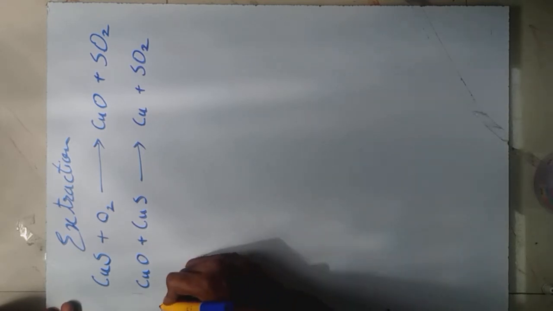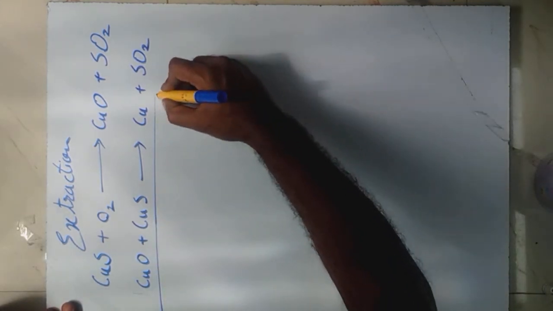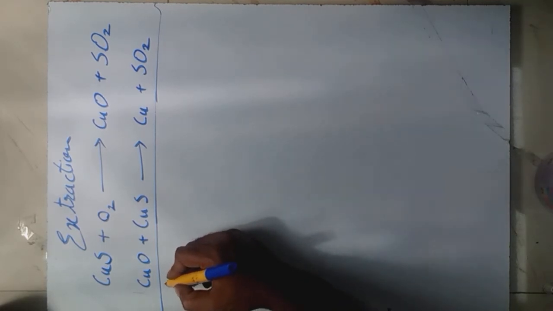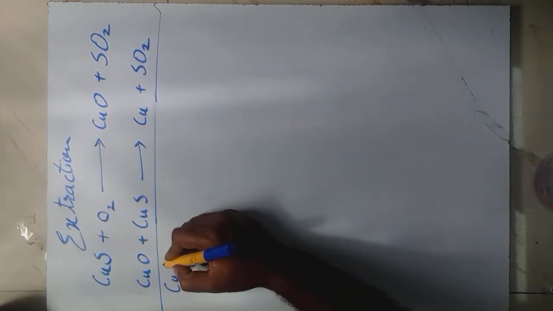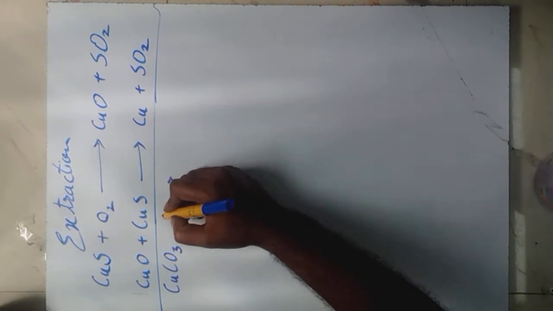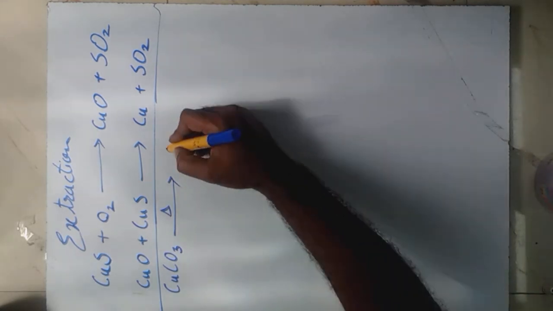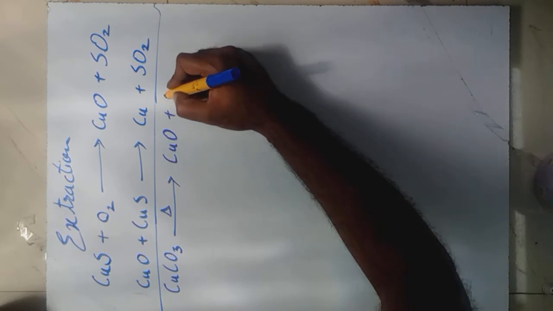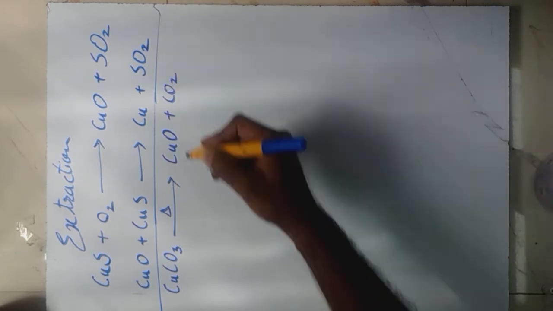There is one more ore of copper which is found in nature, and it is a carbonate ore. The process of extraction from carbonate ore is slightly different. In this process, the carbonate ore is calcinated, that is, heated in the absence of oxygen. During this process, copper oxide is formed along with liberation of carbon dioxide.